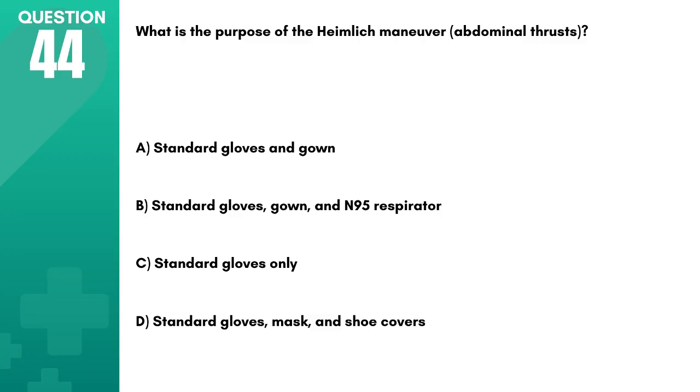Question 44. What is the purpose of the Heimlich maneuver, abdominal thrusts? A. To clear an airway blocked by a foreign object. B. To stimulate breathing in a non-breathing patient. C. To restart a stopped heart. D. To control severe bleeding.